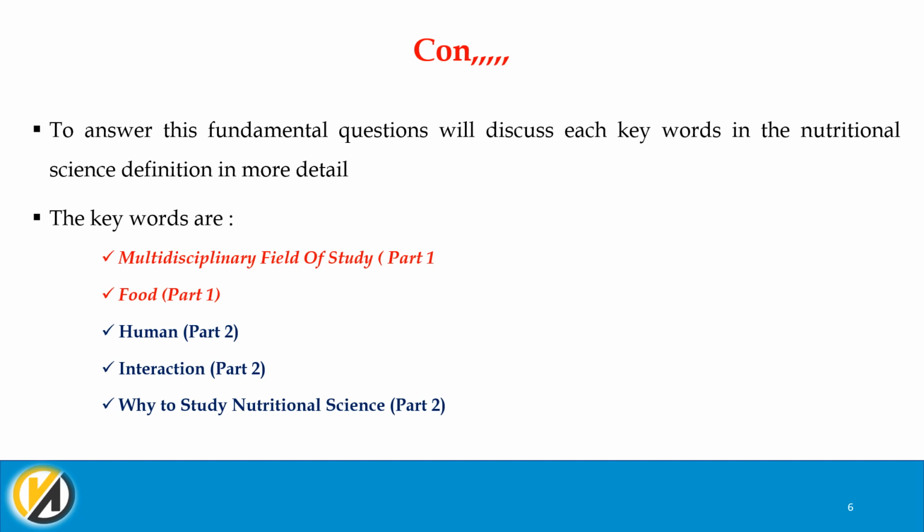To answer these fundamental questions, we will discuss each keyword in the nutritional science definition in more detail. The keywords are multidisciplinary field of studies and food, and these will be discussed in more detail in this Part 1 lecture. And in Part 2, we will discuss humans, interactions, and why studying nutritional science is important for human beings.